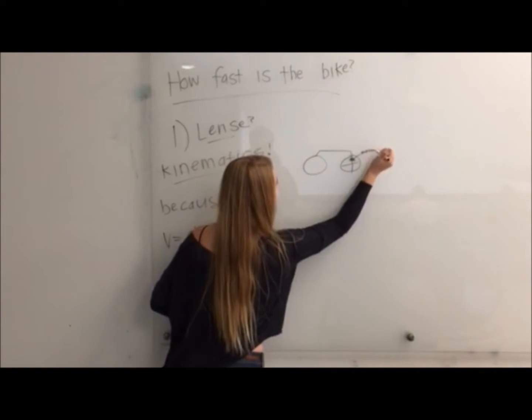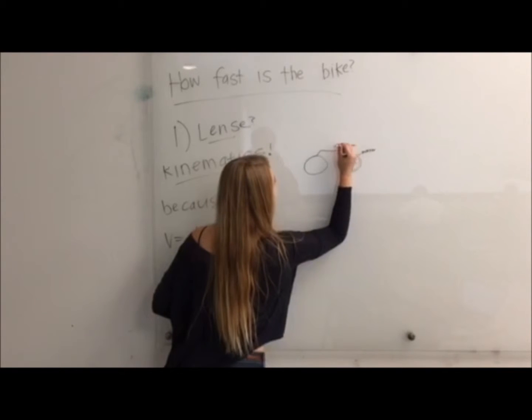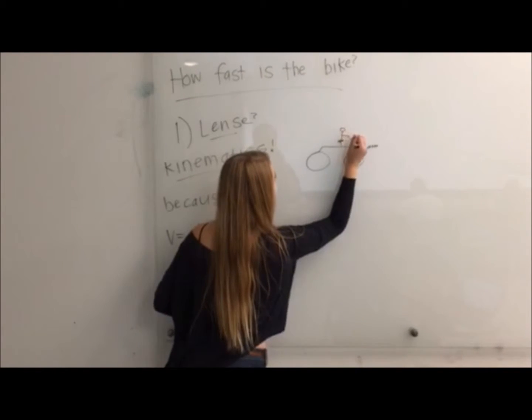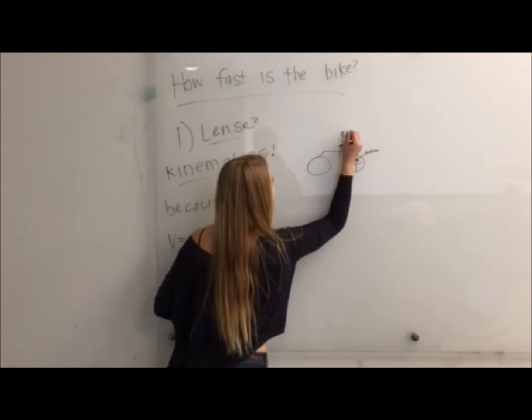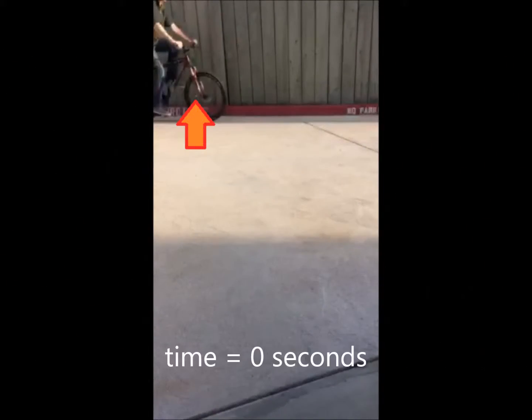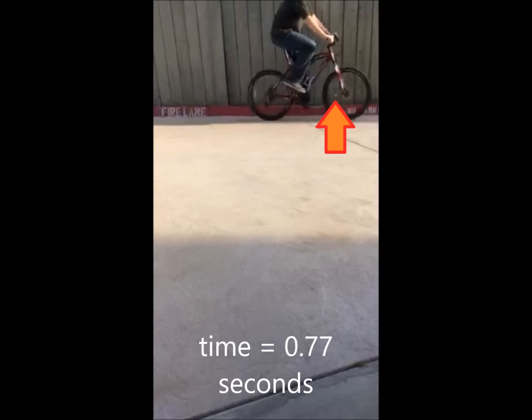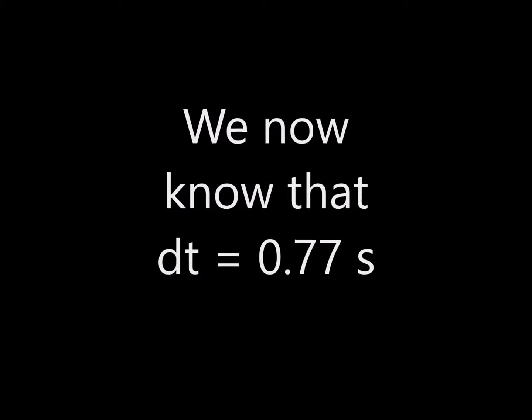As for which two points in time, we decided to take one full rotation of the wheel and determine the change in time from the beginning to the end. So here's some stills from that video. As you can see, it's on the left side at a time we set equal to 0 seconds, and it's again on that same spot on the left side 0.77 seconds later, so we know the change in time for one revolution is 0.77 seconds.